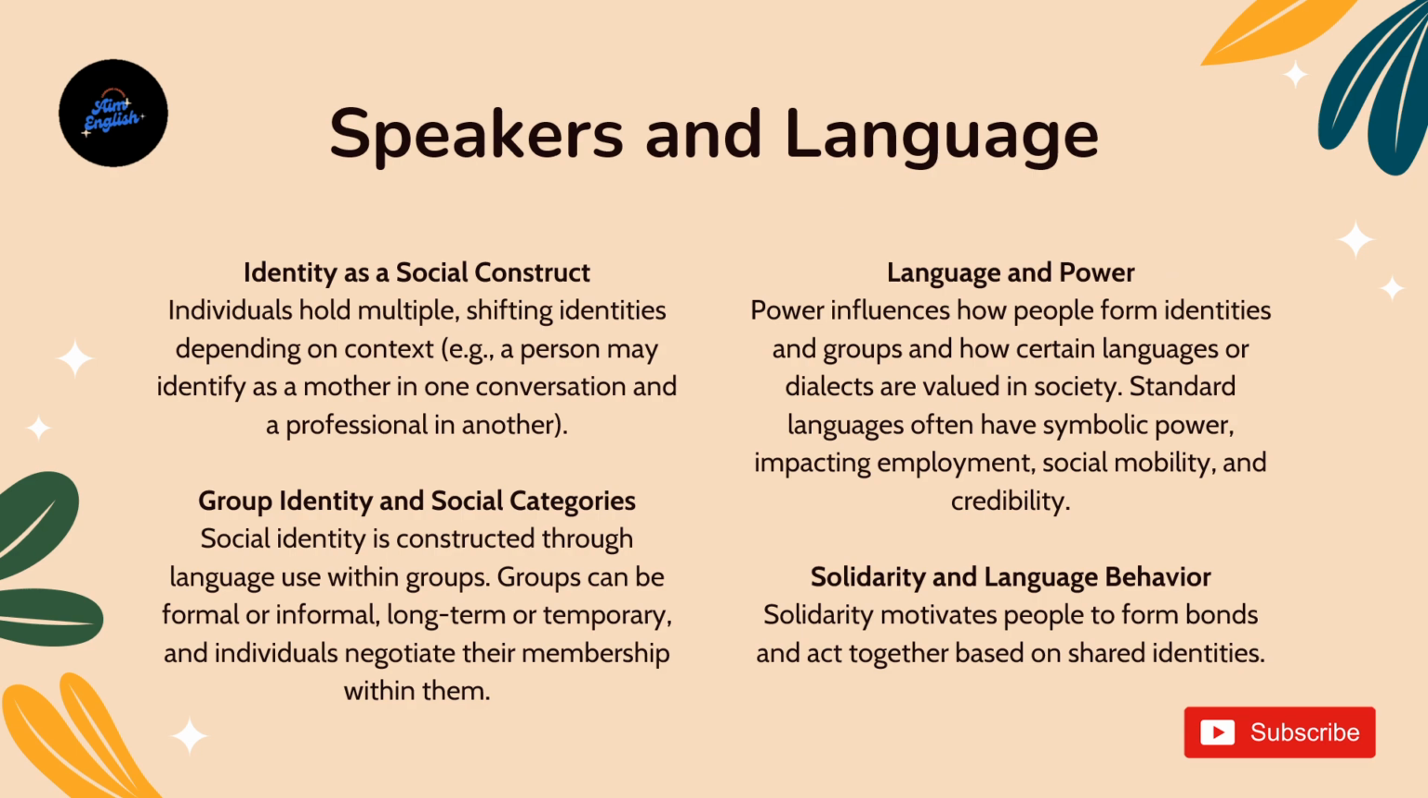The first is identity as a social construct. Individuals hold multiple shifting identities depending on the context. For example, a person may identify as a mother in one conversation, and at another time she becomes a professional mother. Second is group identity and social categories.